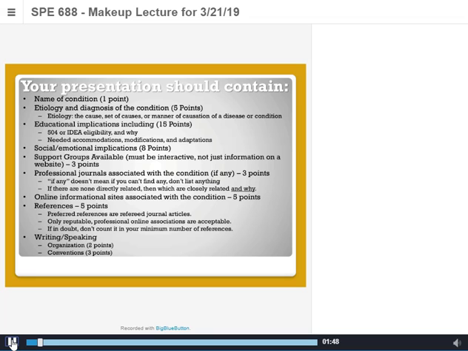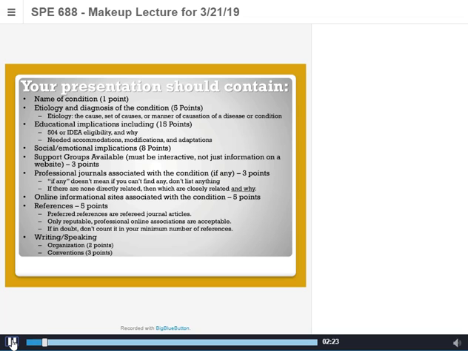The most important part of your presentation, though, is going to be the educational implications. This isn't always apparent in what you're reading as you do your research for your condition. So it's very important for you to use higher level thinking skills to think about the tasks that we ask students to do in class, both academic tasks, social tasks, self-care tasks, all those kinds of things, and think about how that condition might impact a student with that condition at school.